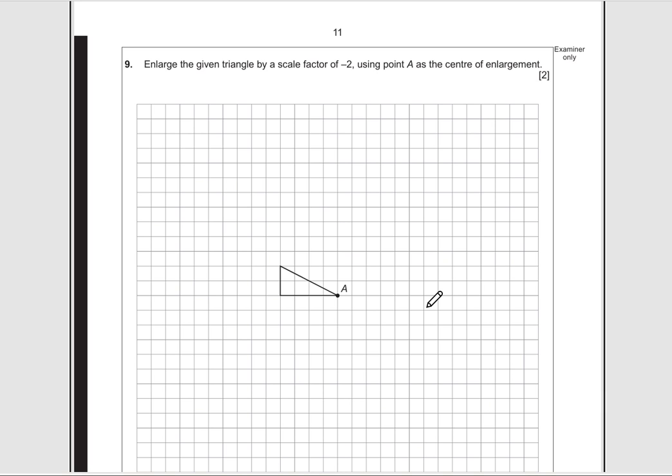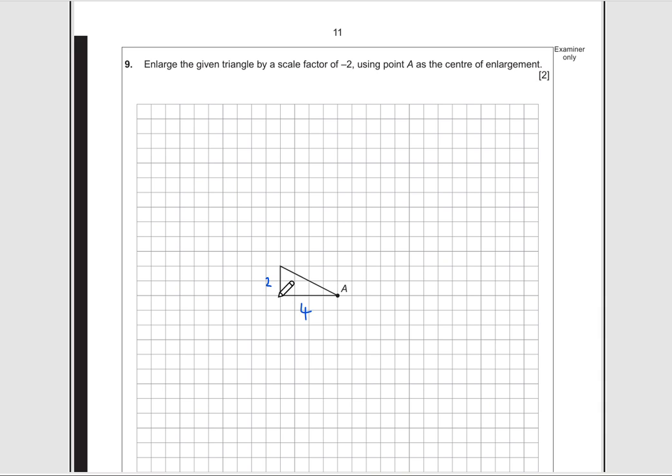Question 9. Enlarge the given triangle by a scale factor of -2 using point A as the centre of enlargement. Okay, so scale factor -2 is going to take us, rather than taking us further away, it's going to take us in the opposite direction from the centre. Because it's factor 2, all my lengths are going to be doubled. So we've got here is 4 and this is 2.